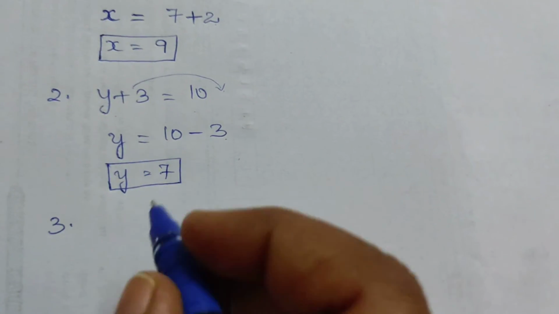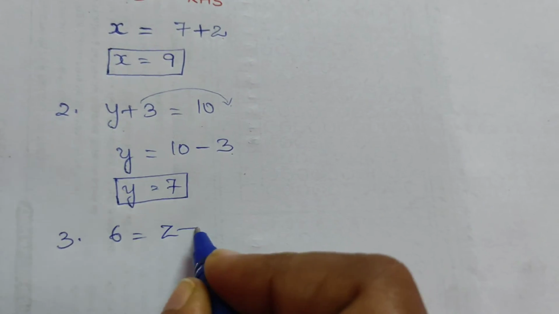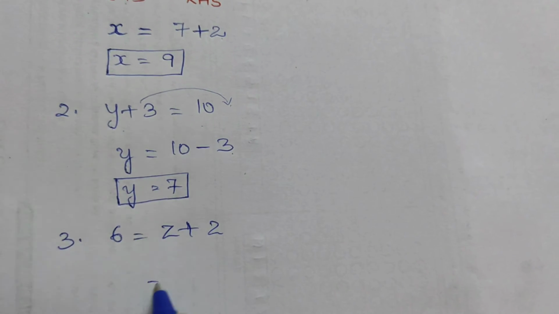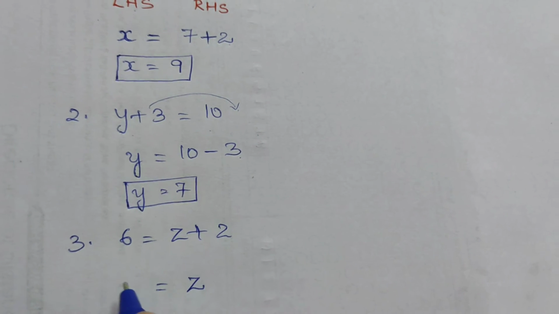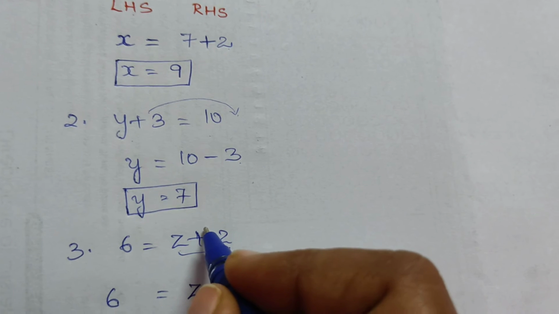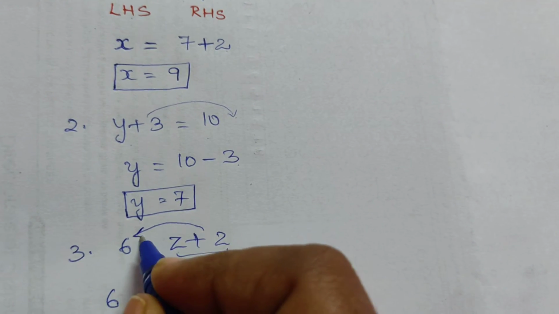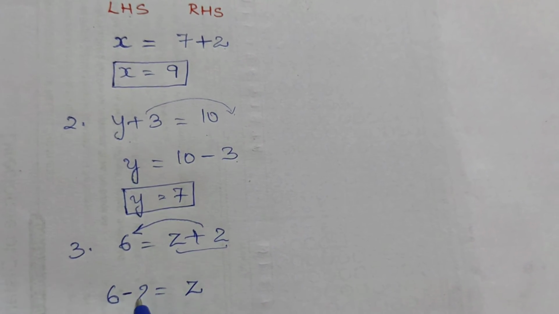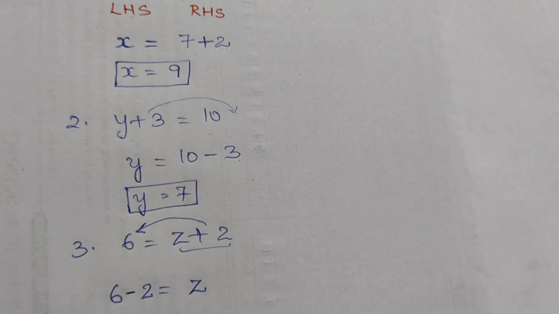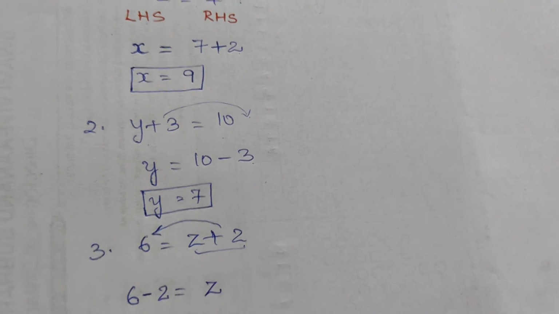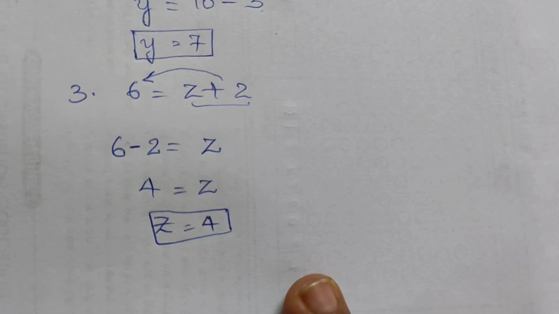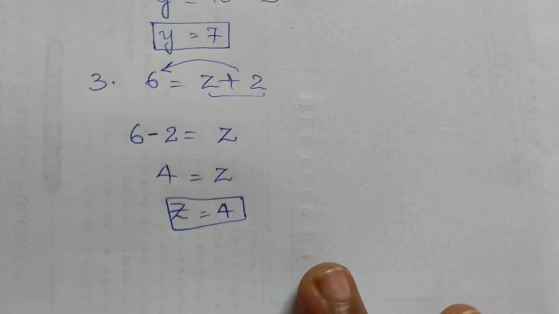Let us solve some more. 6 is equal to z plus 2. Now see, where is the variable? On my right hand side. No problem. Keep the variable there only. Who is next to z? Z should be alone. The variable should be alone. So shift plus 2 to the left hand side. So this becomes minus 2. 6 minus 2 is how much? 4. 4 is equal to z. So we can say the value of this variable z is equal to 4. I hope you're understanding. It's very easy and simple.